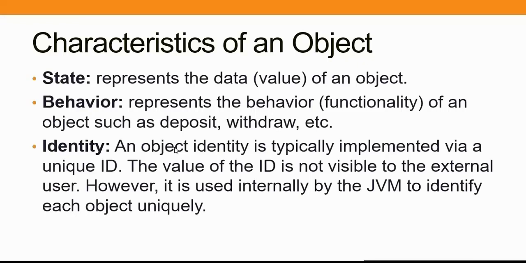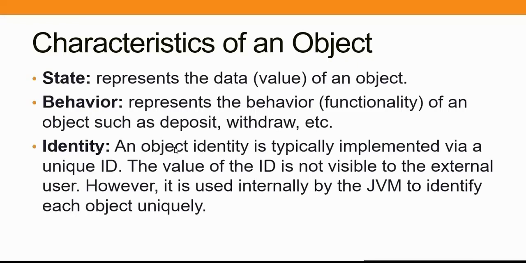Then the third characteristic of an object is identity. For example, if you have different pens, how can you identify each pen? With an ID. Maybe this is a Reynolds, this is a different brand. Let's say this brand is Natraj, and maybe this brand of pen is XYZ. So that is an identity. How can you identify the pen? Maybe with some unique ID, right? Blue pens have a different identity, red pens have a different identity. So that is the next characteristic of an object.